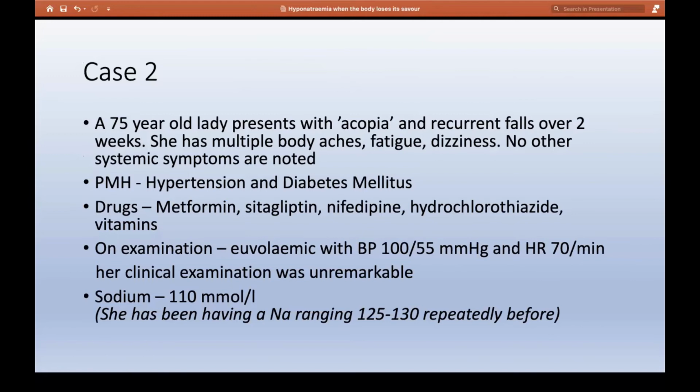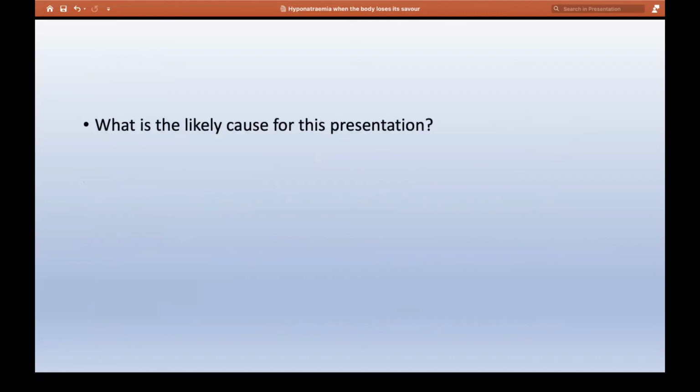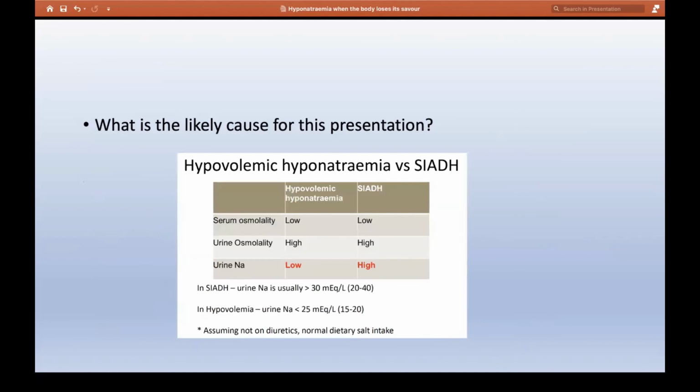The patient has hypertension and diabetes on multiple drugs, including metformin, sitagliptin, nifedipine, hydrochlorothiazide, and vitamins. She looks euvolemic, blood pressure and heart rate are fine. Sodium is 110. You look at her clinic book and you find that the sodium was ranging between 125 to 130 before. What is the likely cause for this presentation? So this is likely the drugs, hydrochlorothiazide, rather than SIADH per se.